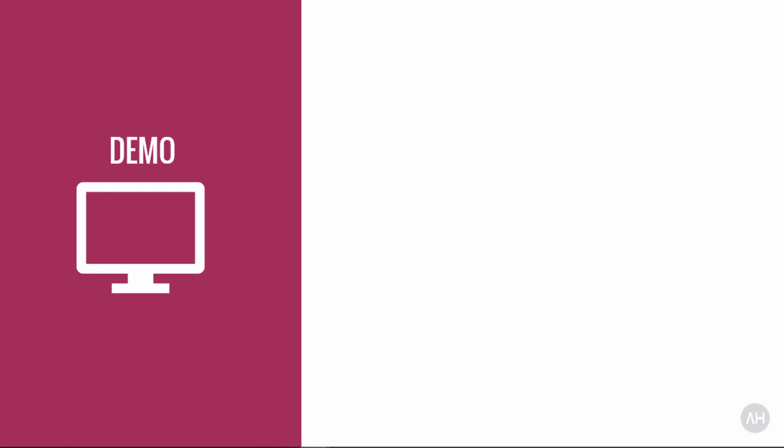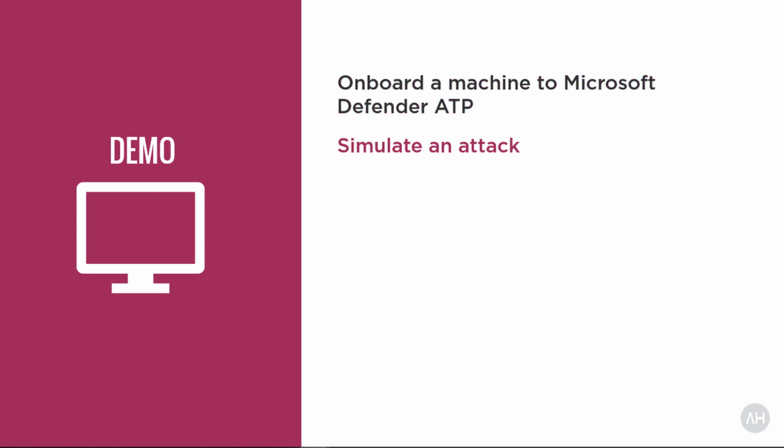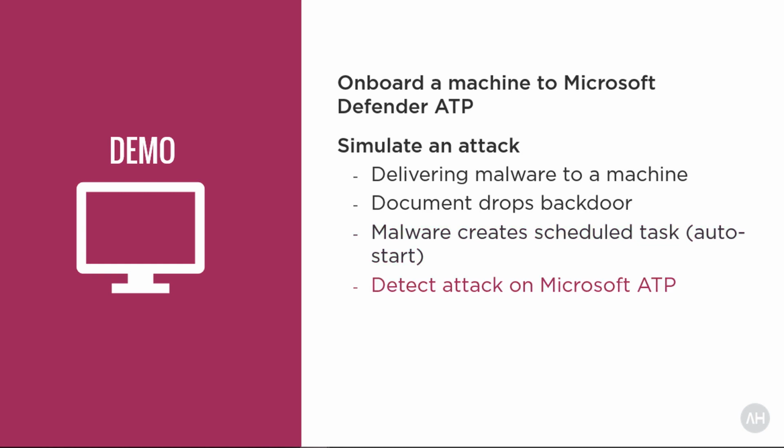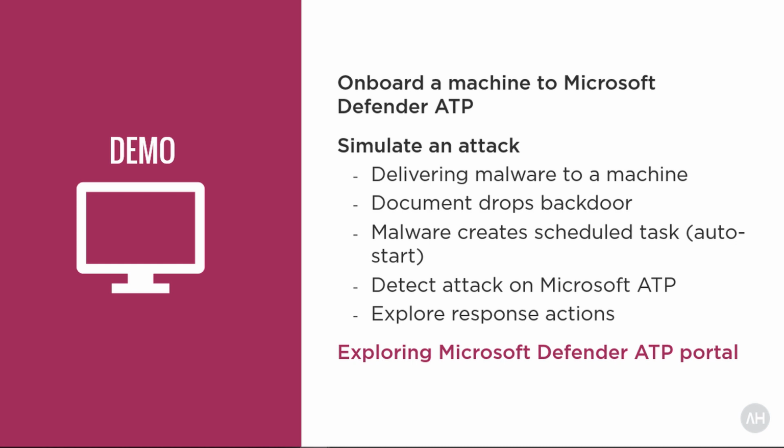In this demo, I will start by onboarding a machine to Microsoft Defender ATP. Then, I will open an infected document from the user machine. The infected document drops a backdoor and creates a scheduled task for persistence. I will then show you how Microsoft Defender ATP can help you in all phases of the incident response management, including detecting an incident, mitigation and containment, recovery and remediation. You will then get the chance to explore the Microsoft Defender ATP management portal and see all the new features.